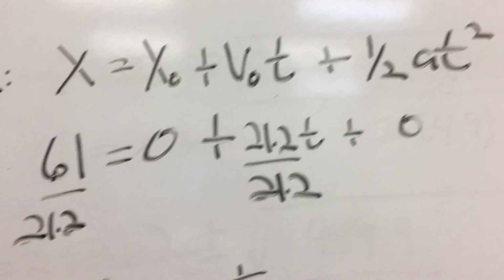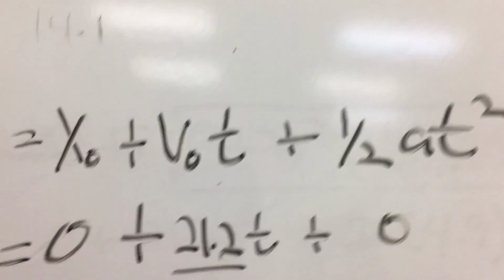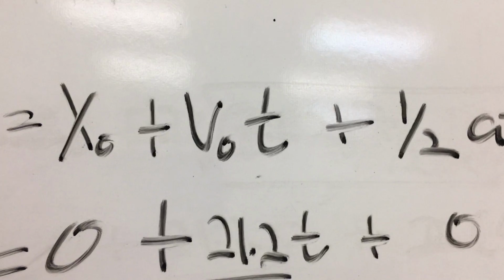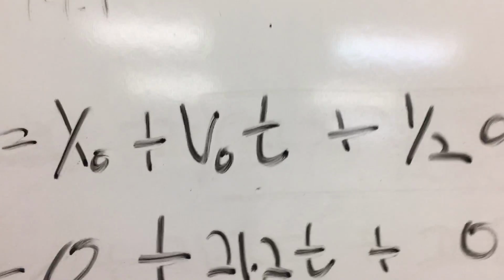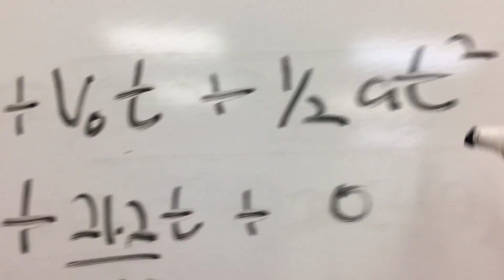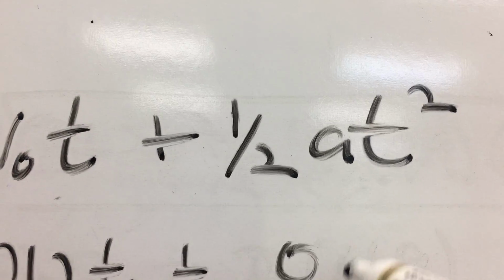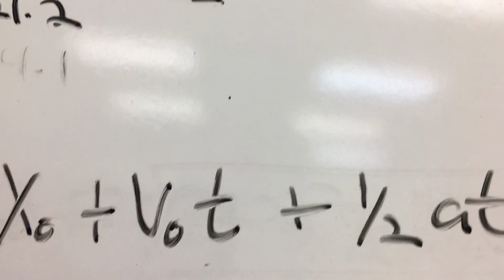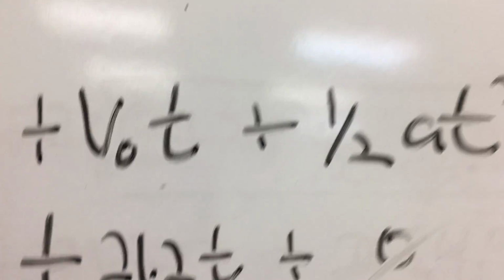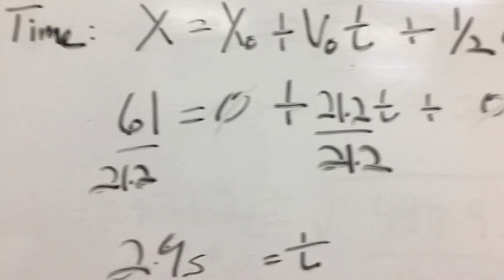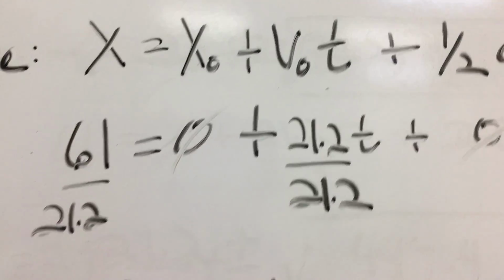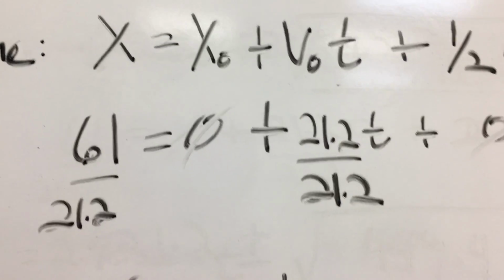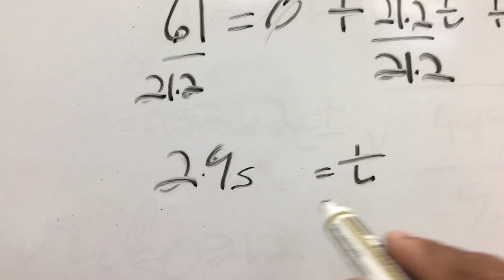The initial position is 0. The initial velocity for X is 21.2, and time, and then 1/2 AT squared. Acceleration is 0, so that comes out to 0. So I crossed those out, and we're left with 61 equals 21.2 T. Divide that on both sides, and we come up with 2.9 seconds as our time.